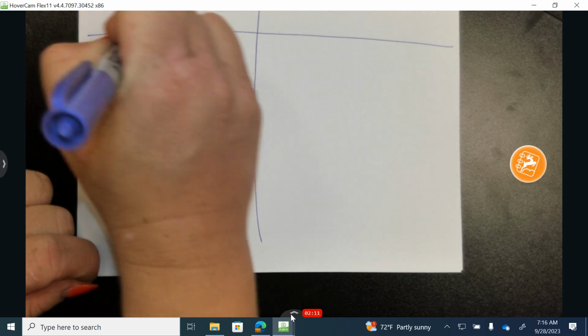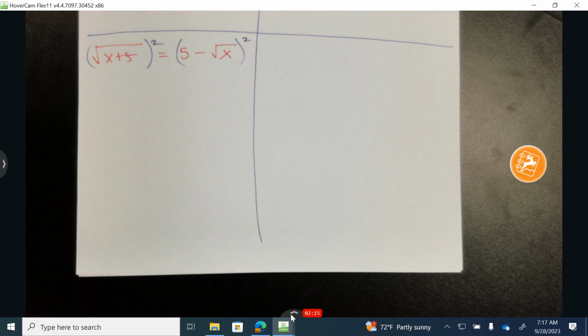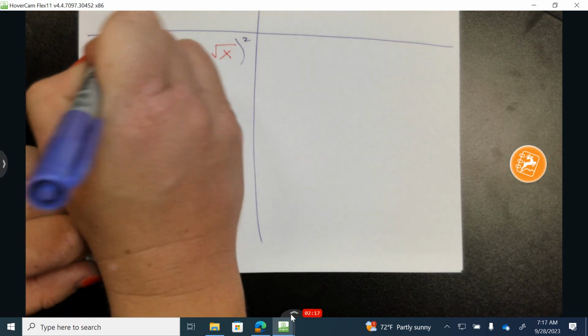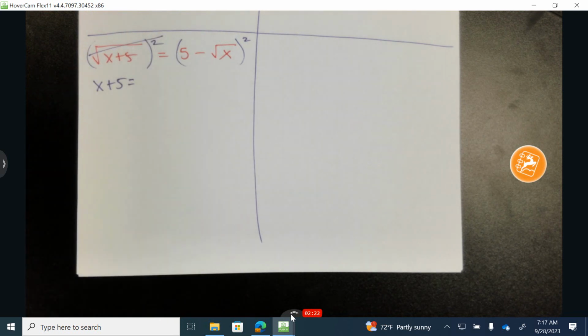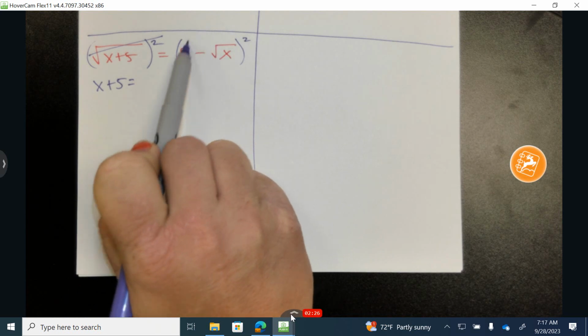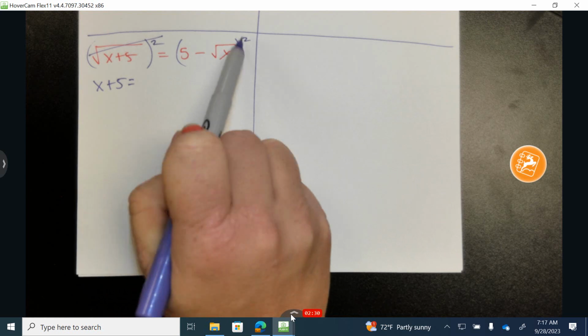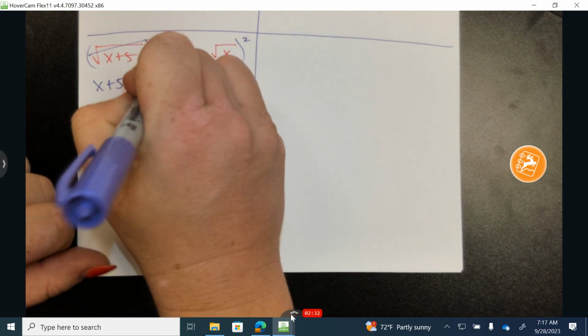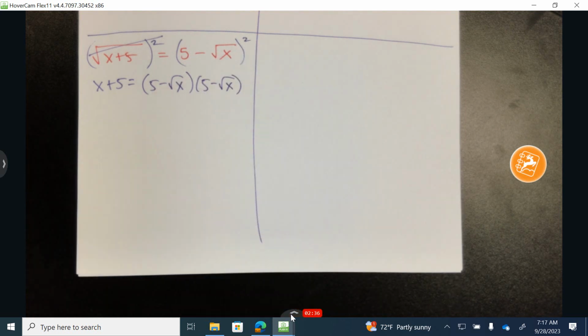So whatever we do to one side, we're going to do to the other side. So we're going to square both sides. On the left-hand side, the square root and the square cancel. I'm left with x plus 5. Now this is where mistakes are made. On the right-hand side, students often think they're going to distribute to get 25 plus x. This means take this quantity and write it twice. So 5 minus the square root of x times 5 minus the square root of x.